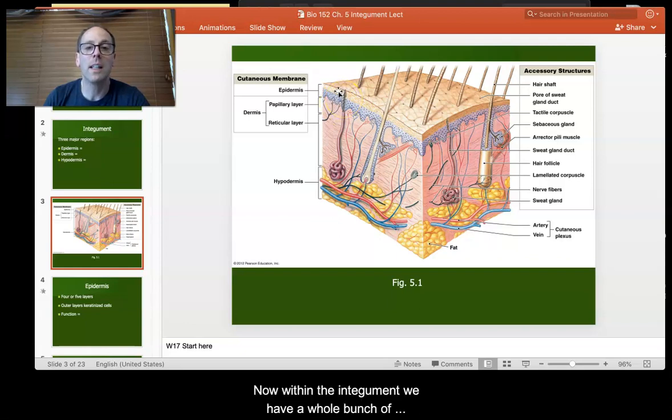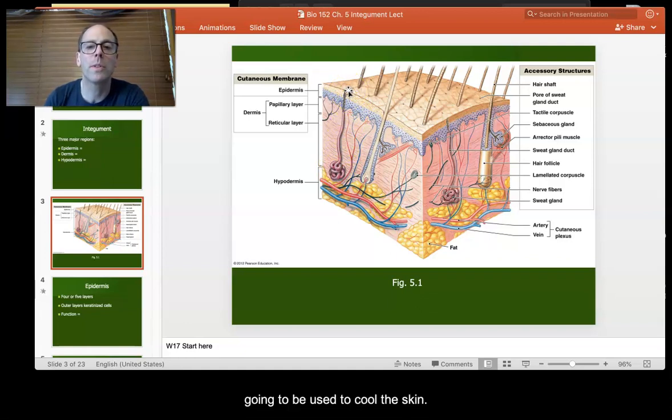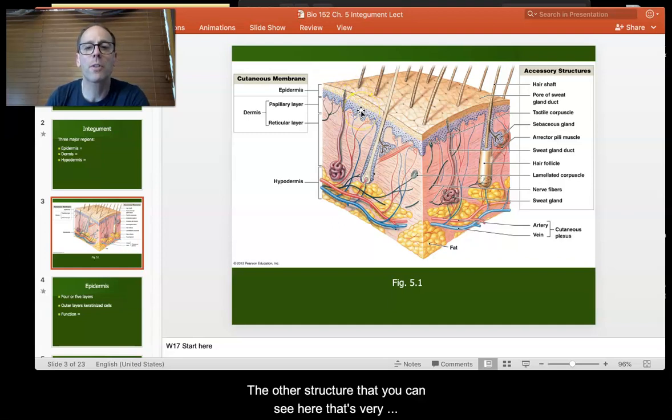Now, within the integument, we have a whole bunch of different structures, and I wanted to point them out. So I'm going to highlight these with the cursor, and you can follow along. So this structure right here, this is a sweat gland, which is also known as a sudoriferous gland. This secretes sweat through this tube to the surface of the skin, and that's going to be used to cool the skin. The other structure that you can see here that's very prominent is the hair.